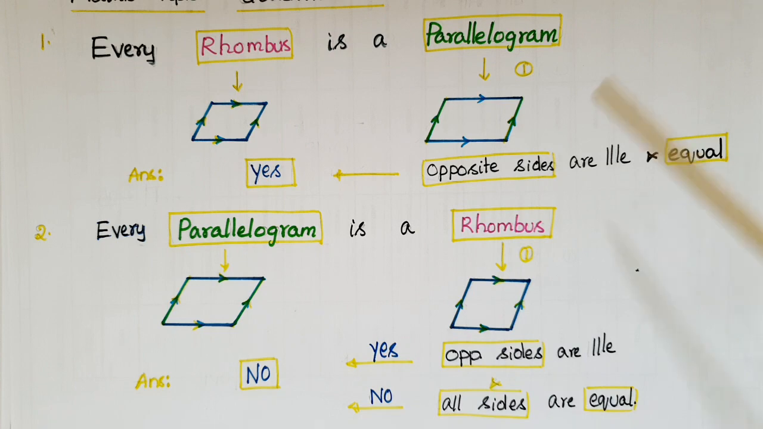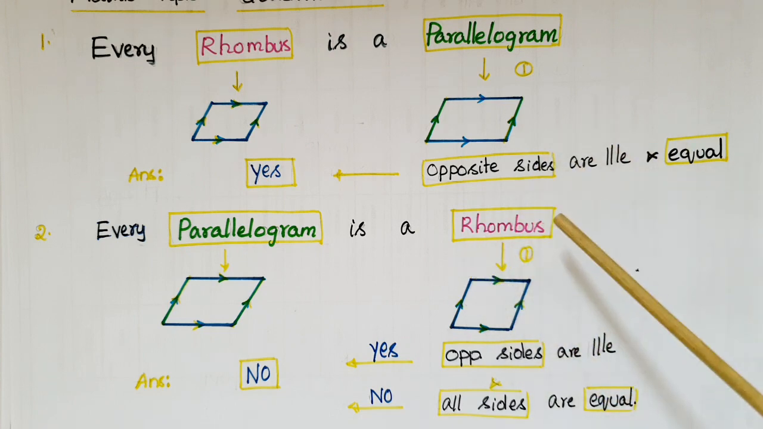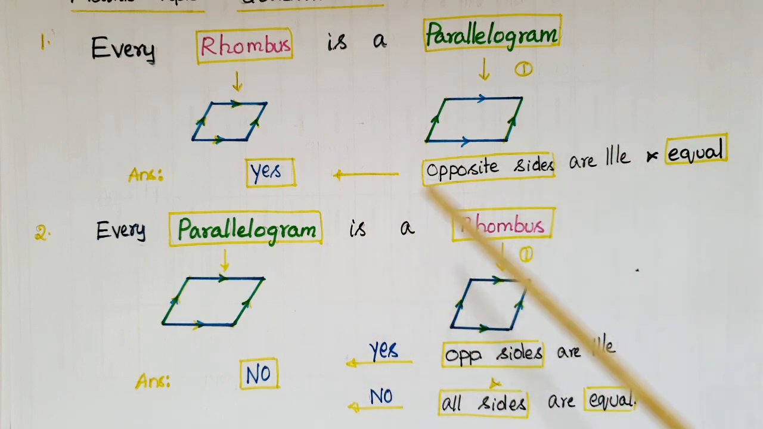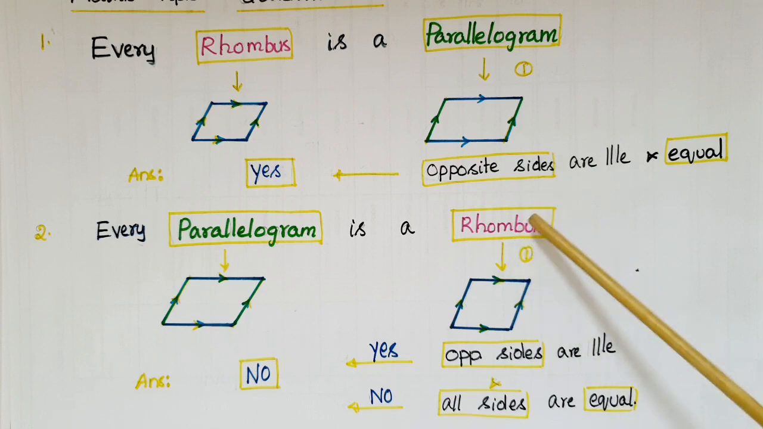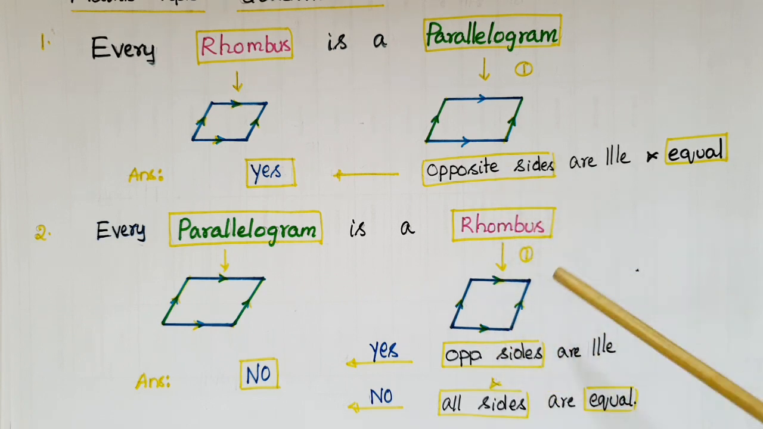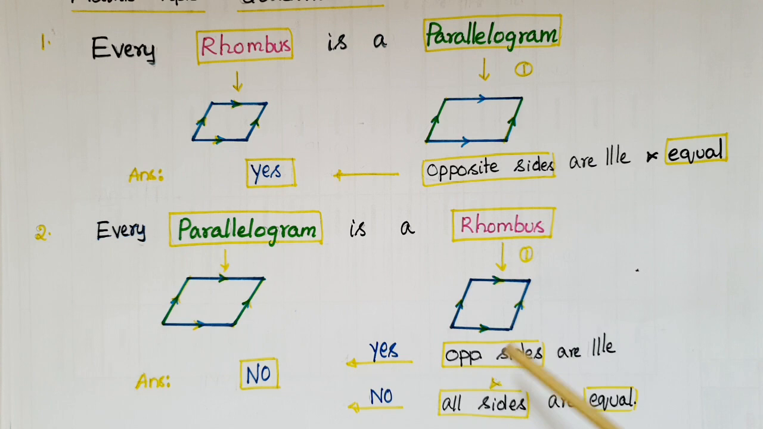Next one is every parallelogram is a rhombus. So here the parallelogram should have the properties of rhombus. So first write the properties of rhombus. We know that rhombus has opposite sides are parallel and all sides are equal in rhombus. So first opposite sides are parallel in parallelogram also, and all sides are not equal in parallelogram. In parallelogram only opposite sides are equal. So this statement is false.